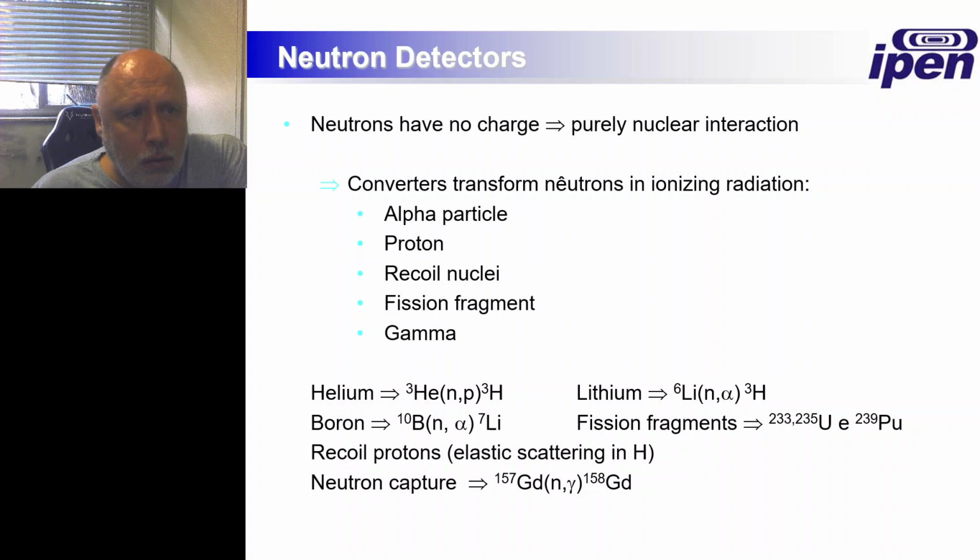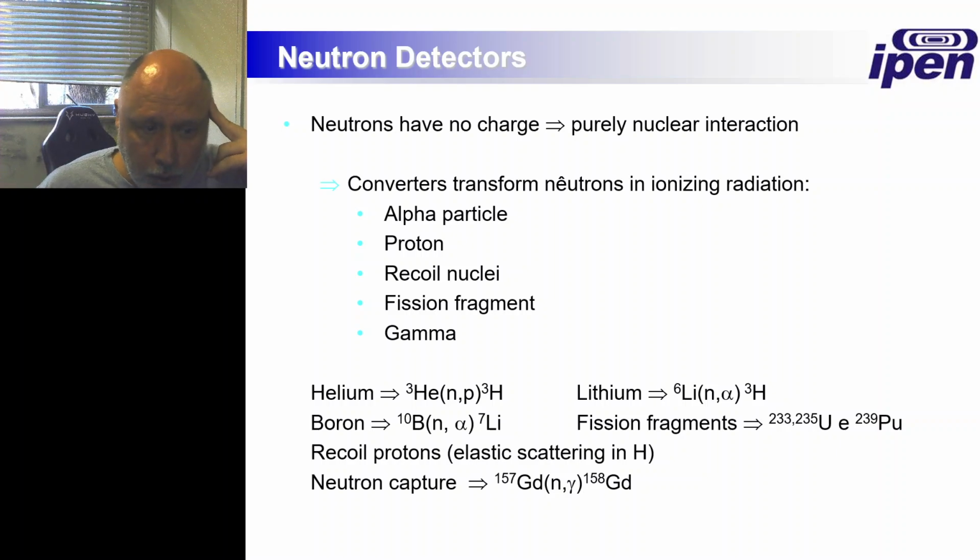Then, last but not least, neutrons. Neutrons have no charge, so as we just said in the last class, interaction is purely nuclear, and then you have to use some kind of converter to transform the neutron into ionizing radiation. That could be an alpha particle, a proton, some recoil nuclei if you have a collision and the nuclei recoils, some fission fragment if you have fission, or even gamma rays.